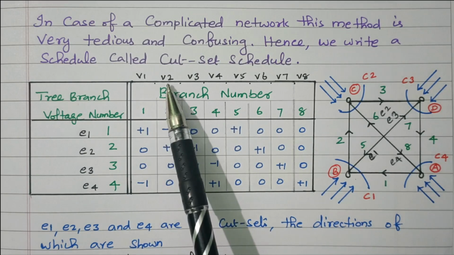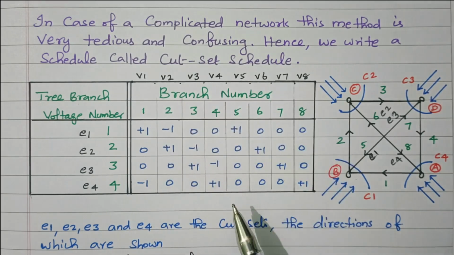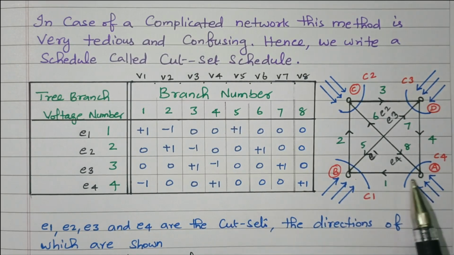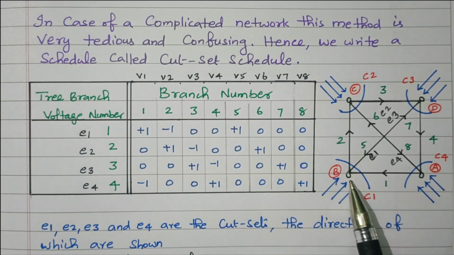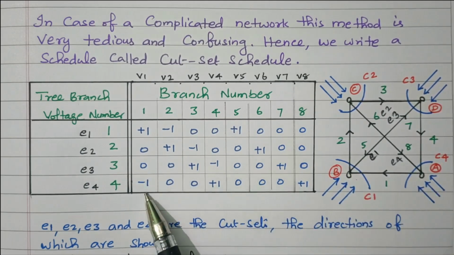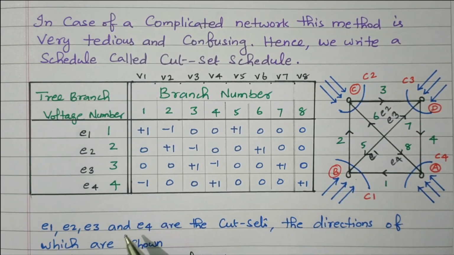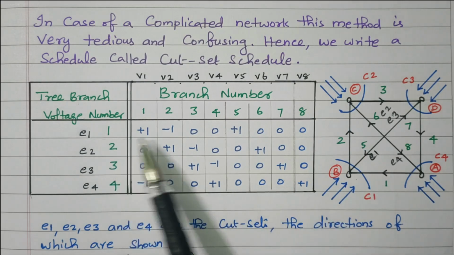See the voltages V1, V2, V3, V4, V8. Right? So we consider V1, it is connected between the node B and A. That is E1 and E4. So E1 plus 1, E4 minus 1. That also, like that, we can see. So I will explain once again.